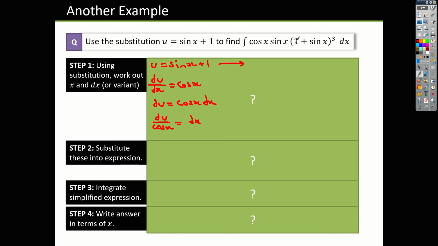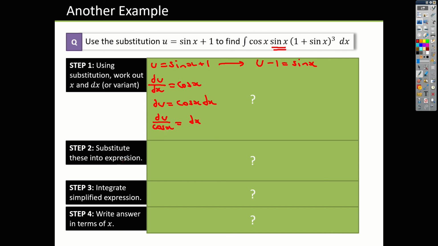Okay, I can write 1 plus sine x in terms of u. I can also write this sine x term in terms of u as well. So u minus 1 is sine x. That's going to help me rewrite this portion up there. And cos x, we've referred to a moment ago, it's going to cancel in a minute when I write this du over cos x.